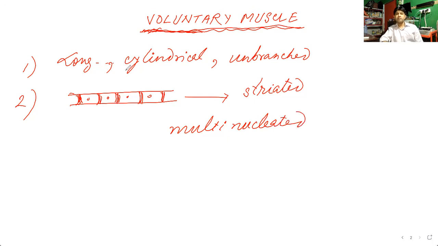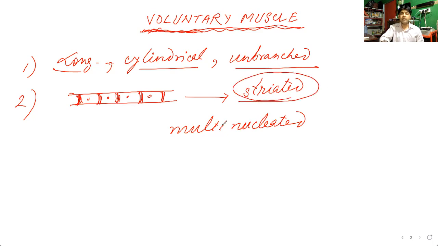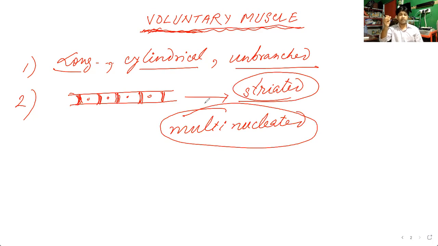So what are the characteristics? They are long, cylinder-like, unbranched. Then they have some dark and bright stripes in them, due to which they are also said to be striated muscles, and they are multi-nucleated. That means more than one nucleus is there in one cell. One cell generally contains one nucleus, but here more than one nucleus is there.